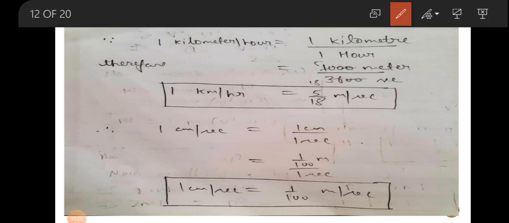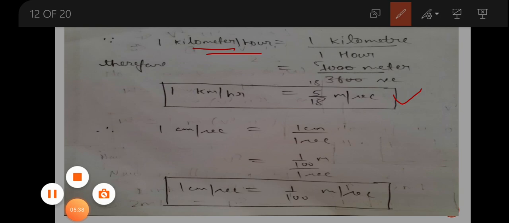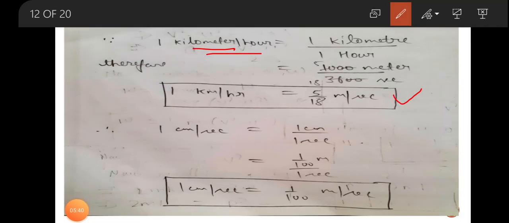Now we will discuss some conversions. How can kilometer per hour be converted into meter per second? We have 1 kilometer per hour, which means 1 kilometer upon 1 hour. 1 kilometer is equal to 1000 meter, and 1 hour is 3600 seconds. Both zeros get cancelled, and when we divide by 2 we get 5 by 18, which means 1 kilometer per hour is equal to 5 by 18 meter per second.